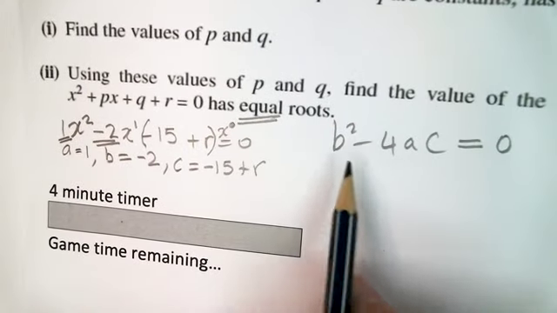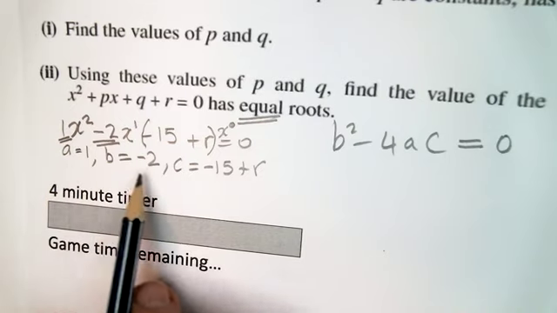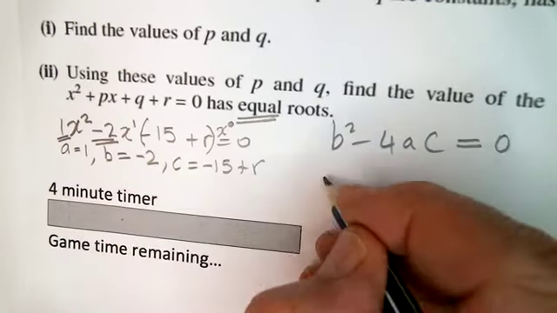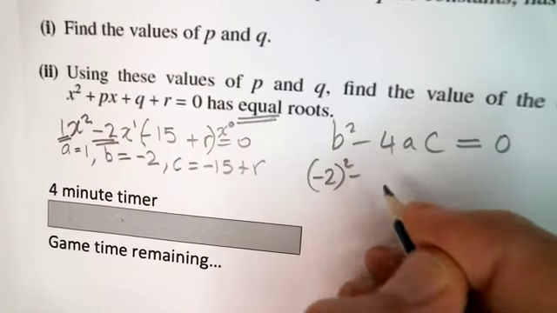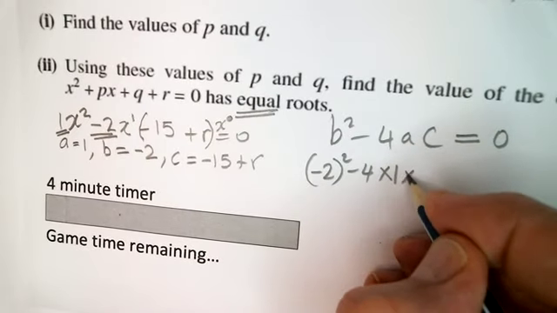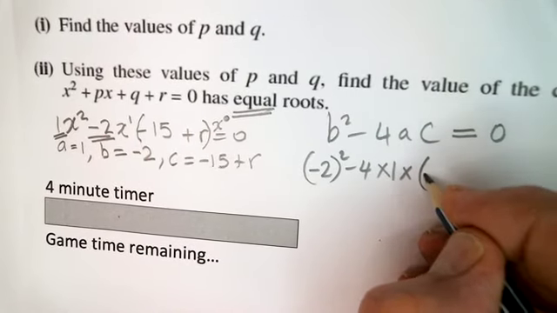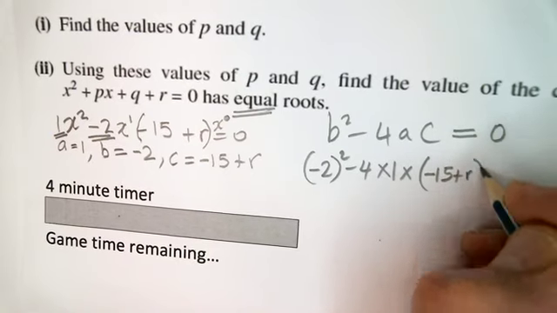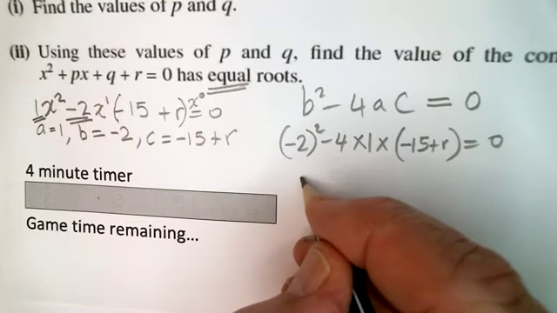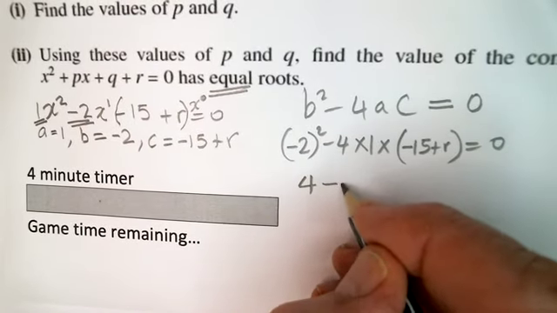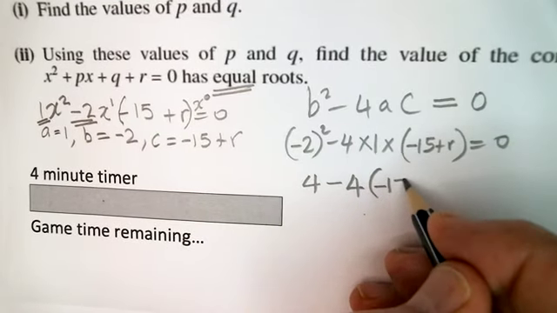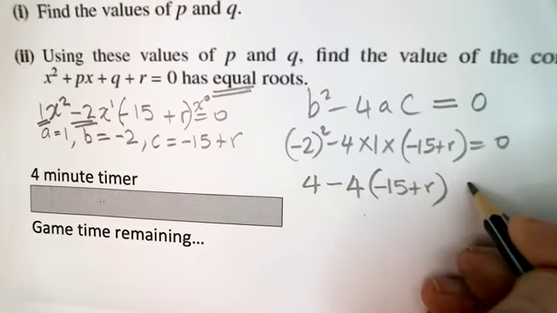And let's now populate the equation with the values we've already established. So in this case, b squared, well, b is going to be negative 2. So I'll put negative 2 all squared minus 4 times a. Well, a is 1 times c. And in this case, c is, and I'll put minus 15 plus r. So I've got negative 2 squared is 4 minus, well, 4 times 1 is 4 times, put brackets in there, negative 15 plus r, and put equals 0.